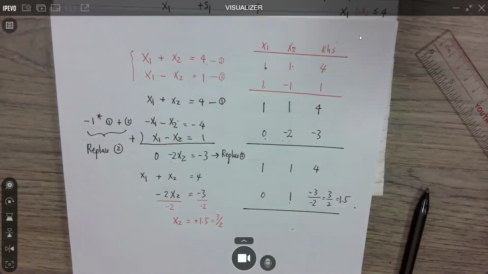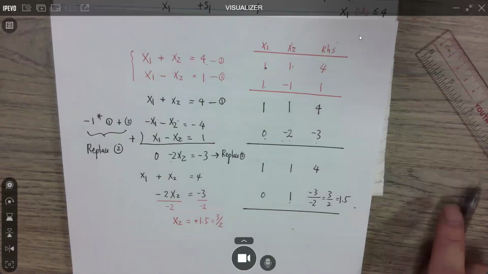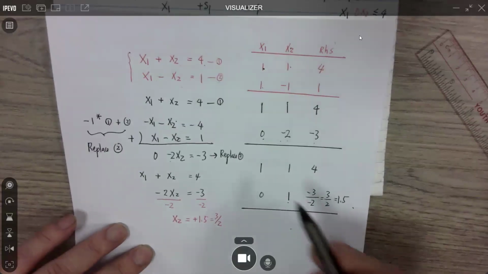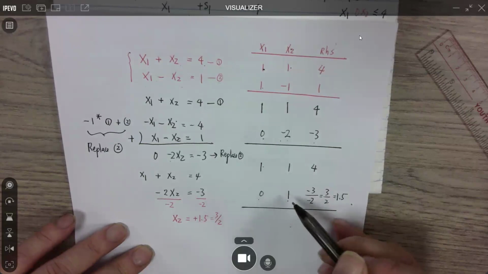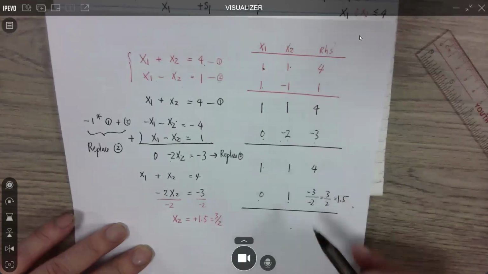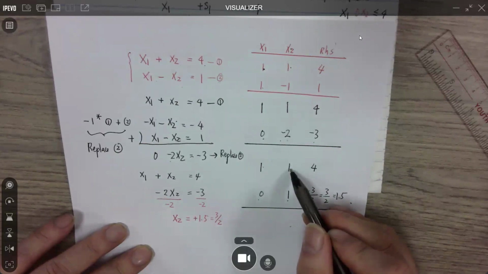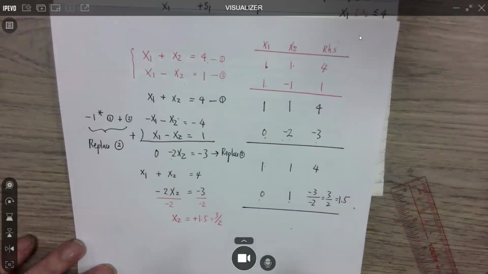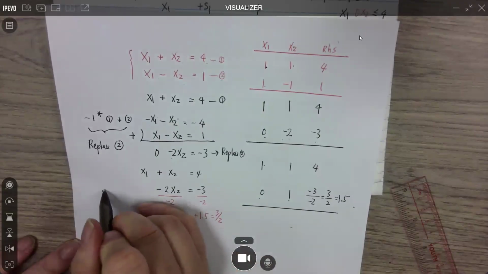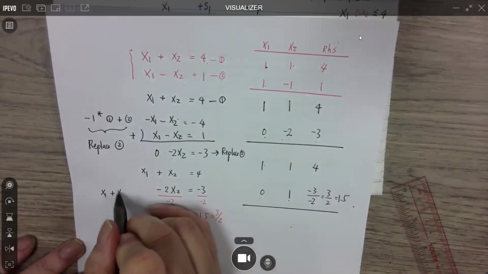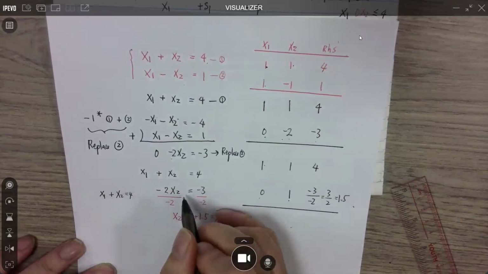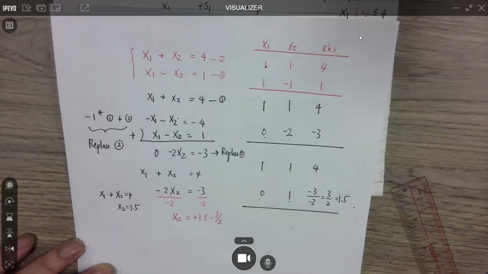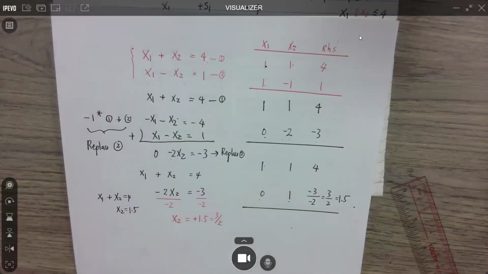Okay. Now, next one, our direction is 1, 0 and 0, 1. But this is not 0 yet. So how can we make this become 0? In other words, if I rewrite it, this is x1 plus x2 equal to 4. And this is x2 equal to 1.5. Okay? How can we solve the linear system?